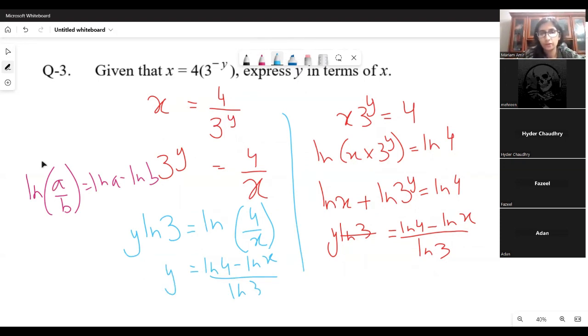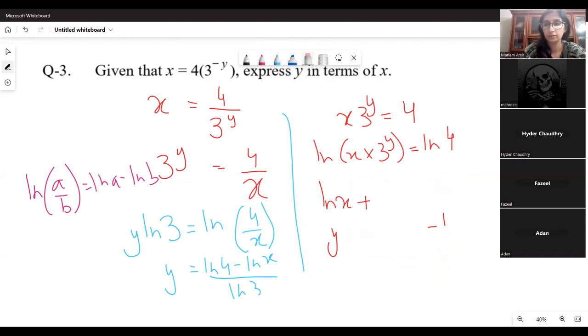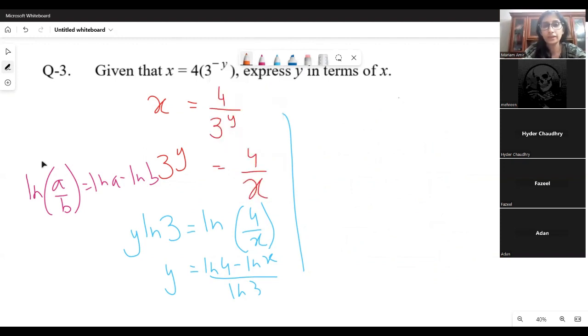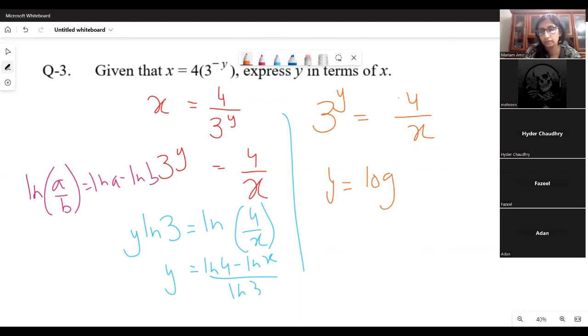एक और तरह से भी ये मेरे ख्याल में हो सकता है. Let me clear this side. You're supposed to make y the subject. So यहाँ तक हम आ गए. फर्स्ट स्टेप हमारा ये था. सेकेंड स्टेप में we can directly take 3 to the other side. How do we directly take 3 to the other side? Log base 3. इससे ये भी आंसर सही होना चाहिए. y is equals to log base 3 4 upon x.